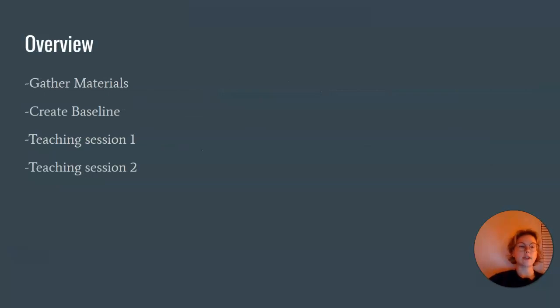For the overview, first I gathered the materials, which included 5 printed pictures that represent 5 different verbs. And then I had 4 flashcards with verbs just written on them. So there are 4 verbs and 5 visual representations, which means that one of the visual representations did not have a match. That's just to make sure that my client doesn't use process of elimination to make their decision.